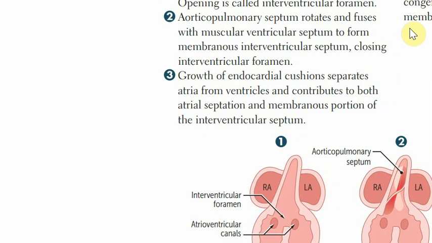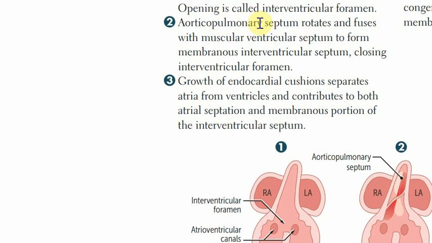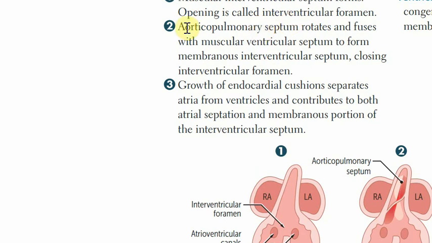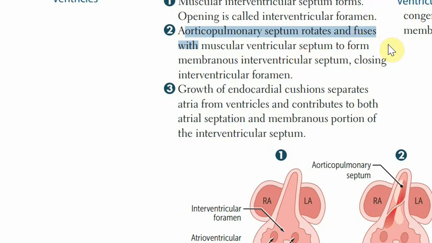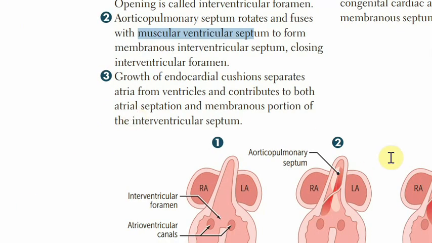So they write, aortopulmonary septum rotates and diffuses with the muscular ventricular septums to form membranous intraventricular septum. So one point at a time. So it rotates and diffuses. That makes sense, we just spoke about that. We said how it rotates around itself to put each vessel in its correct place. And we spoke about the fusion of it with the muscular ventricular septums. And now we have formation of something called the membranous intraventricular septums, which closes the intraventricular foramen.